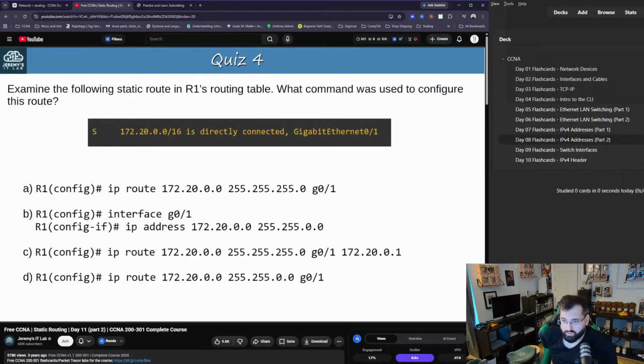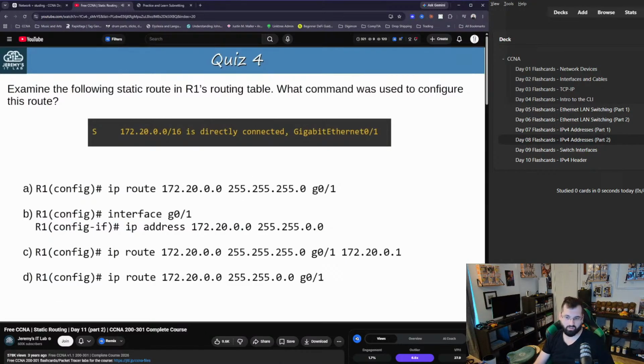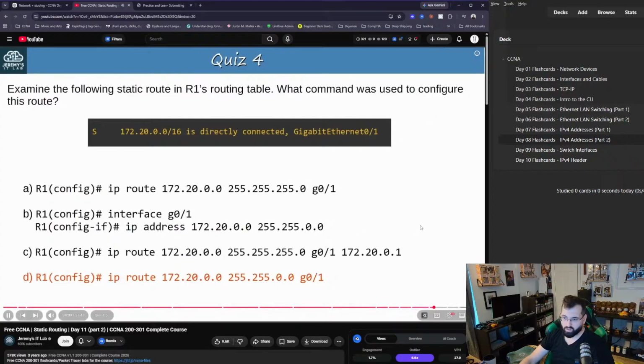But IP address is there. The only thing is that we don't have our next hop. But I don't think we need it. You never put the interface at the end of anything. It's B. It's got to be B. Okay, the answer is D. IP route 172.20.0.0... When did we talk about adding G0/1 on the end of something?